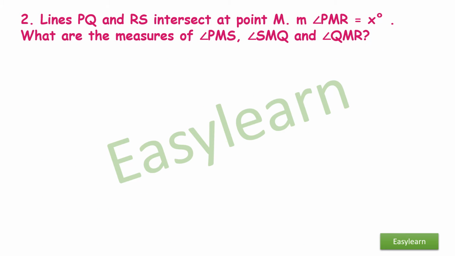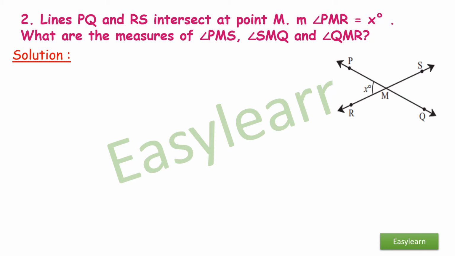Second, lines PQ and RS intersect at point M. Measure angle PMR is equal to x degrees. What are the measures of angle PMS, SMQ and QMR? Now again, looking at this figure, we know that angle PMR is x degrees, so angle SMQ will also be x degrees. Why? Because they are vertically opposite angles. Then measure angle PMR and measure angle PMS form a linear pair, so 180 degrees. So this will be 180 minus x.